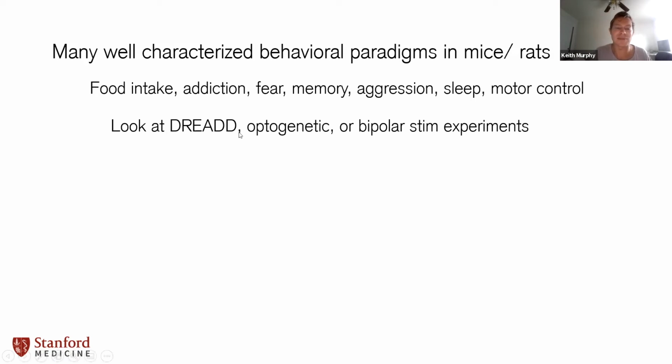So there's this system called DREADDs. These are designer drugs where you can genetically encode a custom receptor and then feed in your own drug to activate neurons that you're interested in. And you can do the same thing with optogenetics, which I know all the students are aware of. And of course, there are electrode stimulation experiments.